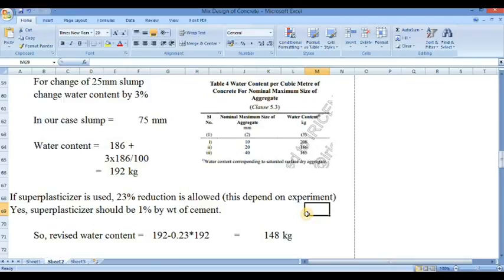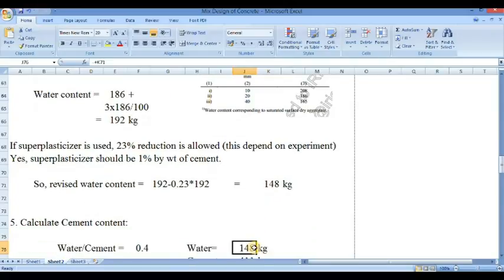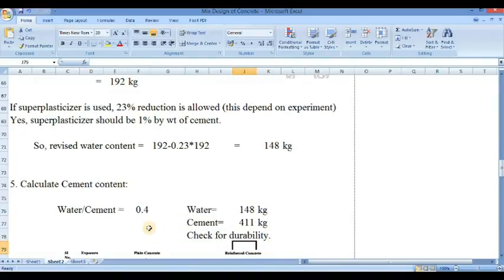So if your water by cement ratio is 0.36 and you know the water, that is 148, obviously now you know the cement content. So the next step is to calculate the cement content. In our case the water by cement ratio was 0.36, and water is 148 kg after reduction for superplasticizer. So the cement content comes as 411.